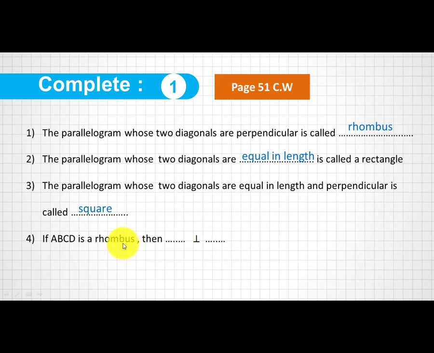Number 4, if ABCD is a rhombus, then what is perpendicular to what? Rhombus, its diagonals are perpendicular. I have rhombus ABCD. What is perpendicular? Yes, AC perpendicular BD. Then line segment AC is perpendicular to line segment BD. Clear middle one?